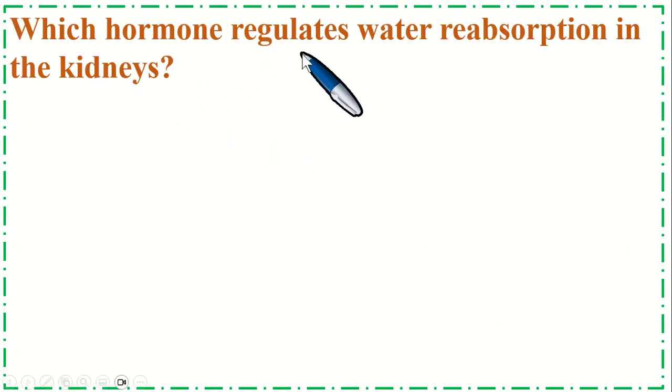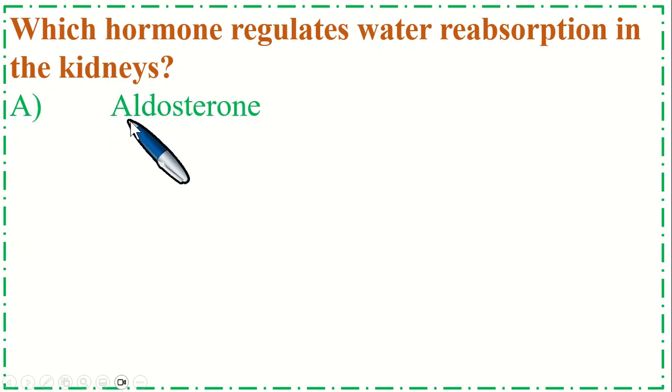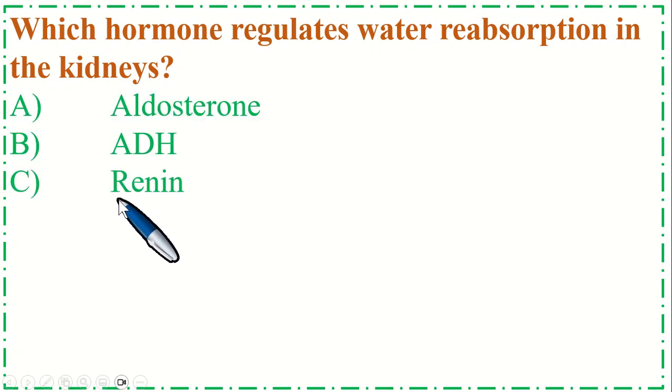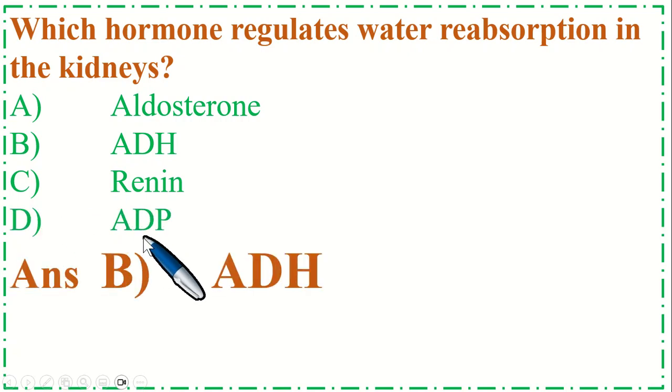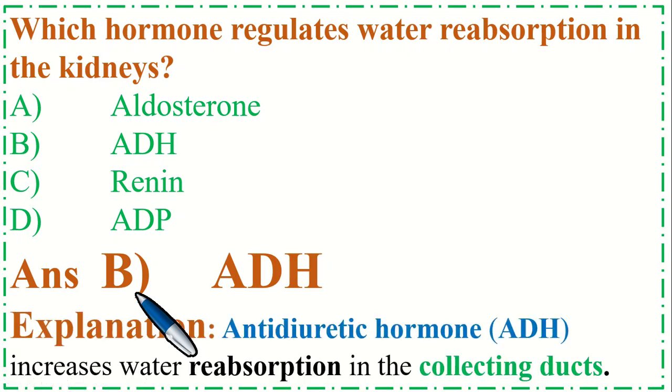Which hormone regulates water reabsorption in the kidneys? Option A aldosterone, B ADH, C renin and option D ADP. So the correct option is B ADH. Antidiuretic hormone ADH increases water reabsorption in the collecting duct.